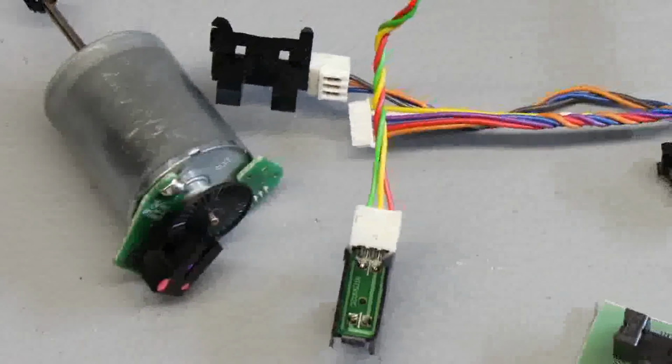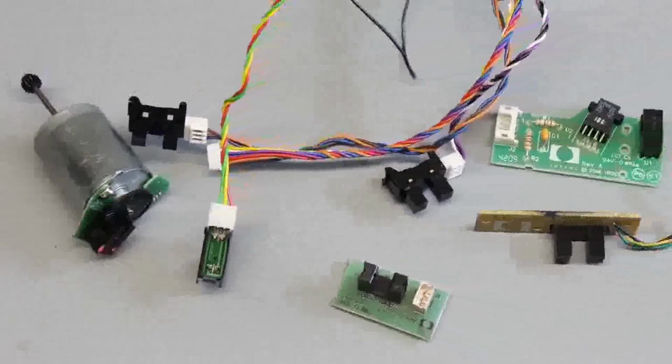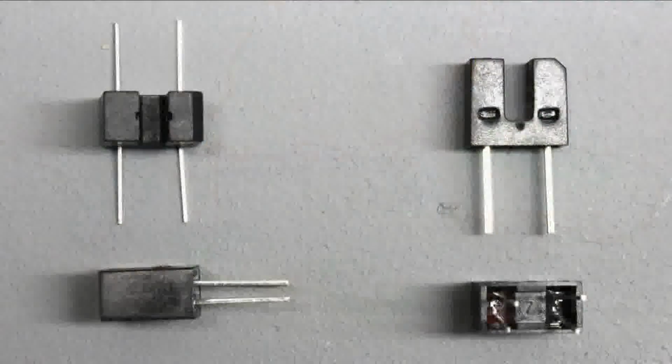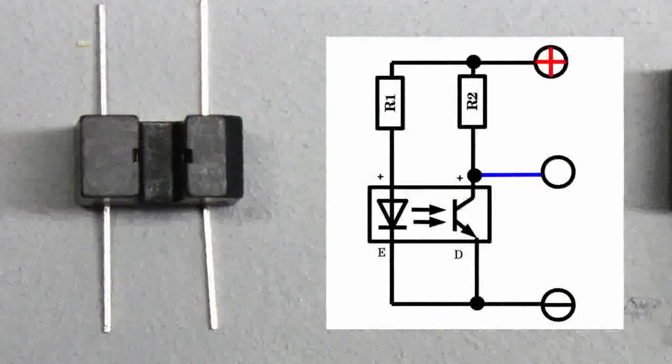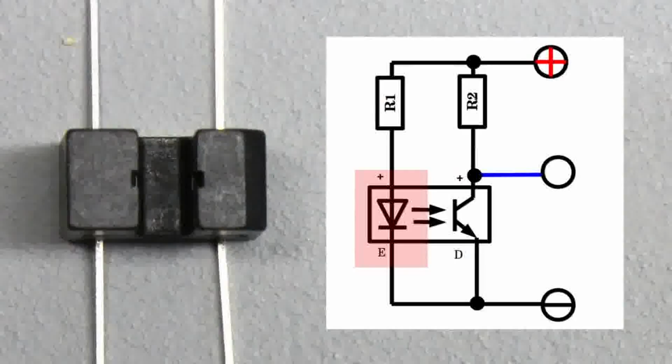In this video I will demonstrate how to find out the pin configuration of transmissive optical sensors. The device shown here has 4 terminals. On one side there is an LED, usually emitting infrared light, and on the opposite side there is a light sensitive transistor.